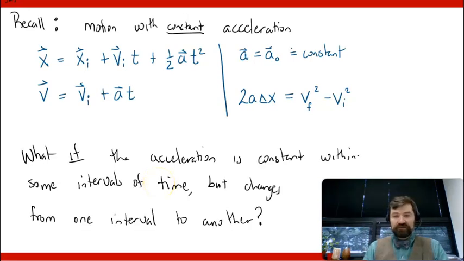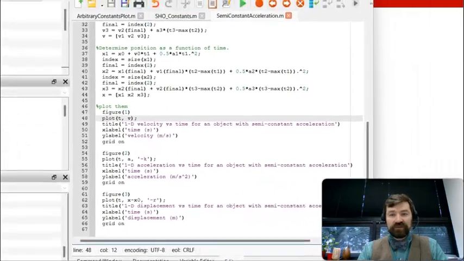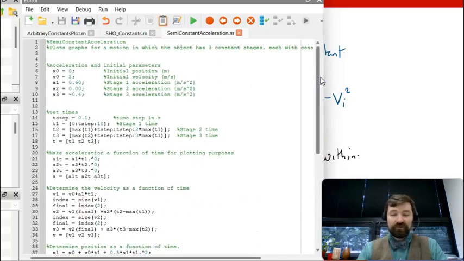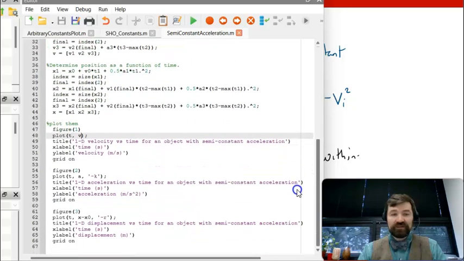A picture is worth 1,000 words on this one. What would that actually look like? Maybe it's easiest to see in the form of a set of plots. As I so often do, I show you the code that I've written in order to make these plots. If you're watching from home, you're welcome to screenshot it, copy it, modify it, whatever. This is written in Octave. It ultimately plots velocity versus time, acceleration versus time, and position versus time, in that order.